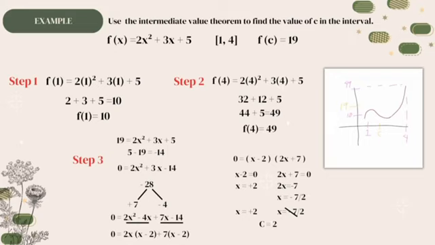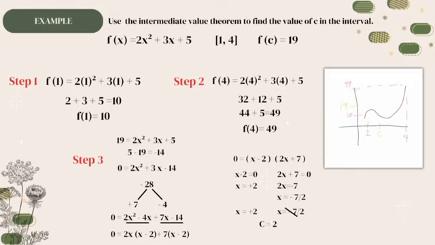Then, let's factor by grouping. So, in the first two terms, we can take out 2x. So, 2x squared divided by 2x is equal to x. Then, negative 4x divided by 2x is equal to negative 2. Then, for the last two terms, we can take out 7. 7x divided by 7 is x. Negative 14 divided by 7 is negative 2.